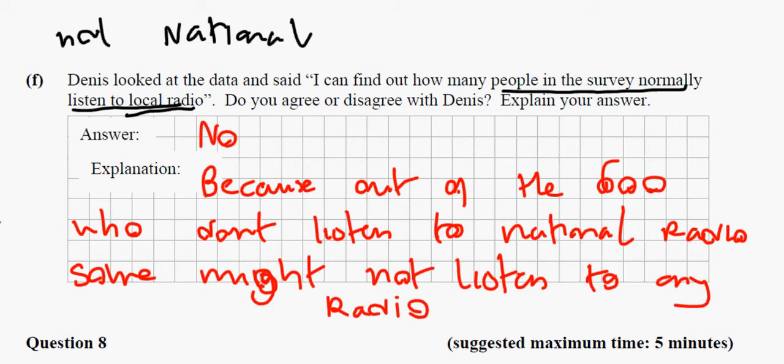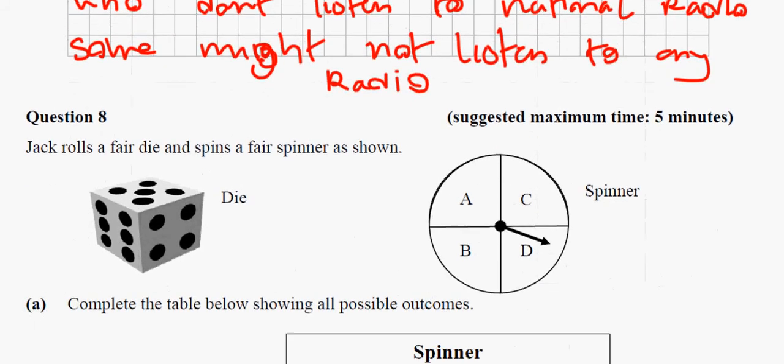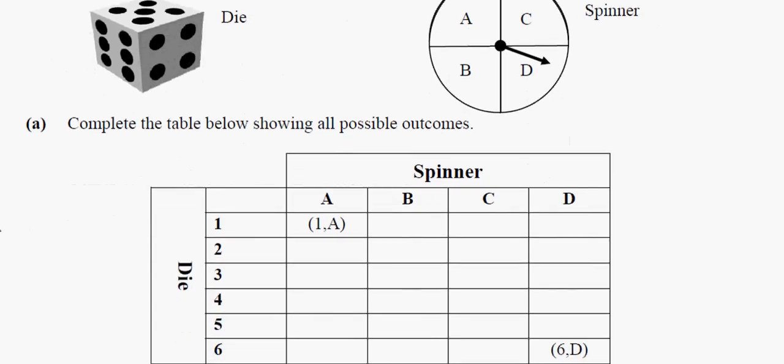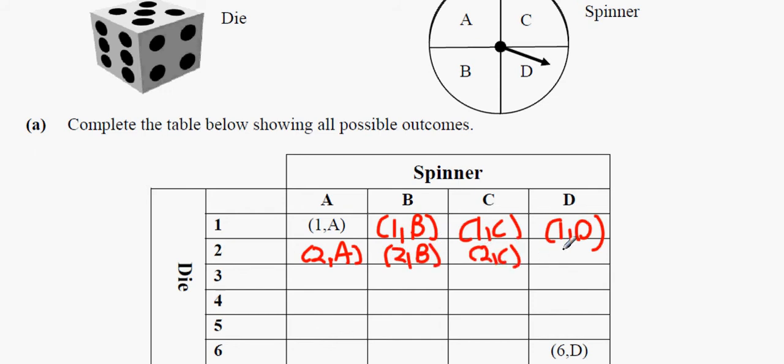Okay. Question 8. Jack rolls a fair die and spins the spinner as shown. Complete the table to list the possible outcomes, okay? So you can get 1A, 1B, 1C, 1D. You have 2A, you roll a 2 on the dice and an A on the spinner, 2B, 2C, 2D.